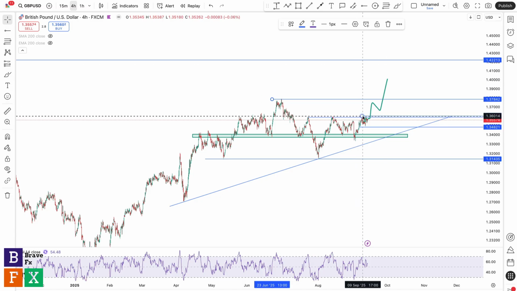Mind you, my entry is going to be after the breakout. Stop loss is going to be placed underneath these lows over here. That's the briefing for GBP-USD.